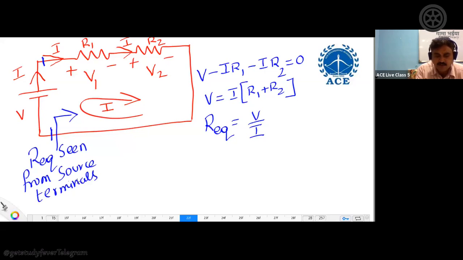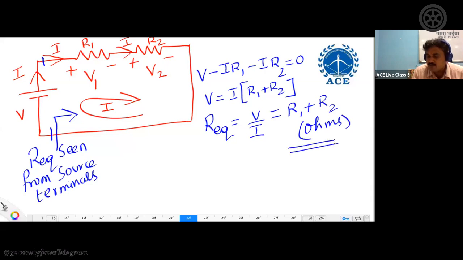So this value is nothing but ratio of voltage to current. So it happens to be equal to R1 plus R2. Unit is ohms, that's all. So this is how we got R1 plus R2. So if you connect the number of resistors in series across source terminals, then R equivalent will be R1 plus R2 plus so on up to Rn. So this terminal is very important.